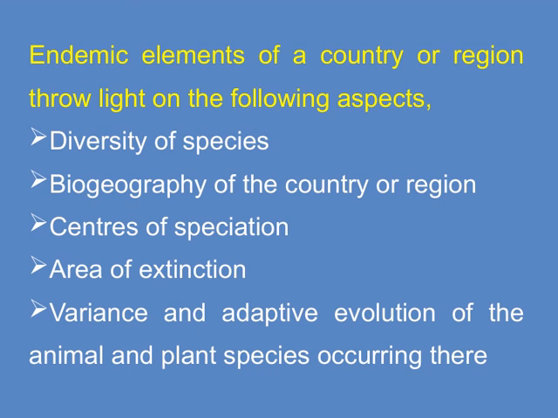They can also indicate areas of extinction, helping us identify regions where species have vanished, which is crucial for conservation efforts. Finally, endemic elements reveal how species have varied and adapted over time, showcasing the processes of adaptive evolution. By studying these unique species, we can better understand how plants and animals have responded to environmental changes, which ties into the overall theme of biodiversity and conservation. So, in essence, endemic species are like living records of a region's evolutionary history and ecological dynamics.